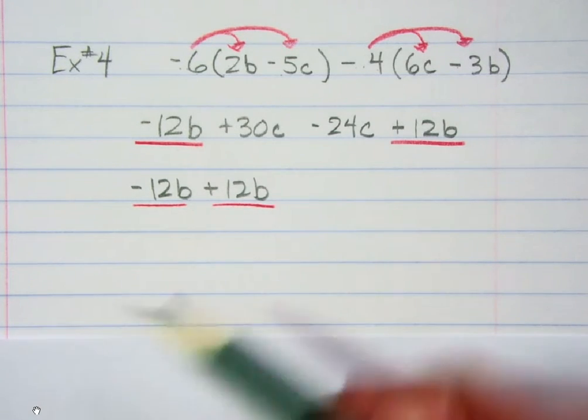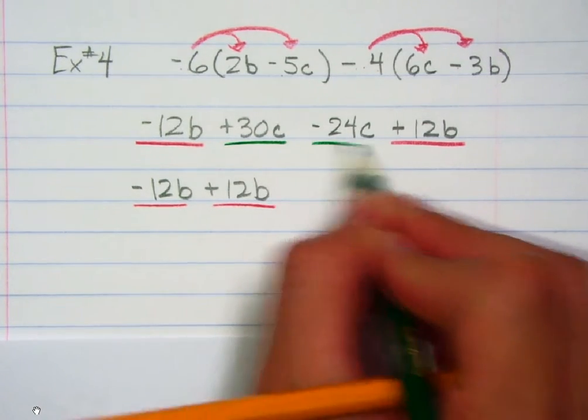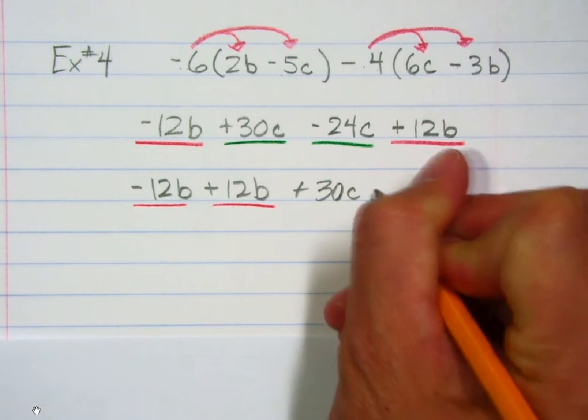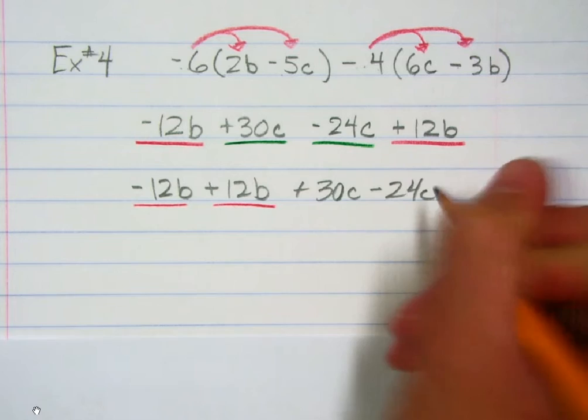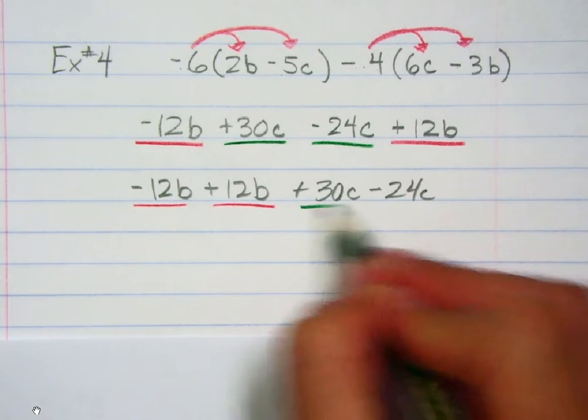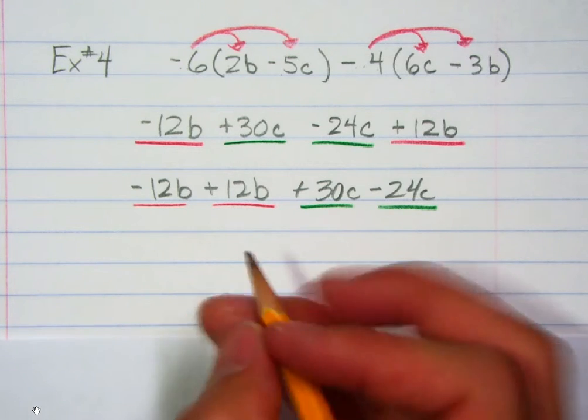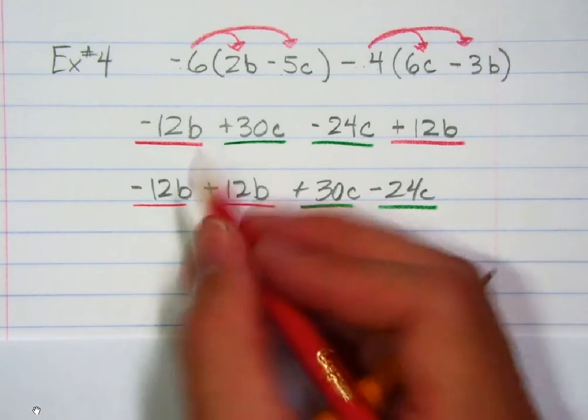All right, and then I have the 30c and the negative 24c. Those are like terms because they both have the letter c. And so I can write those next to each other. And remember, the reason I can switch things around is the commutative property of addition. At this point, I can combine like terms.